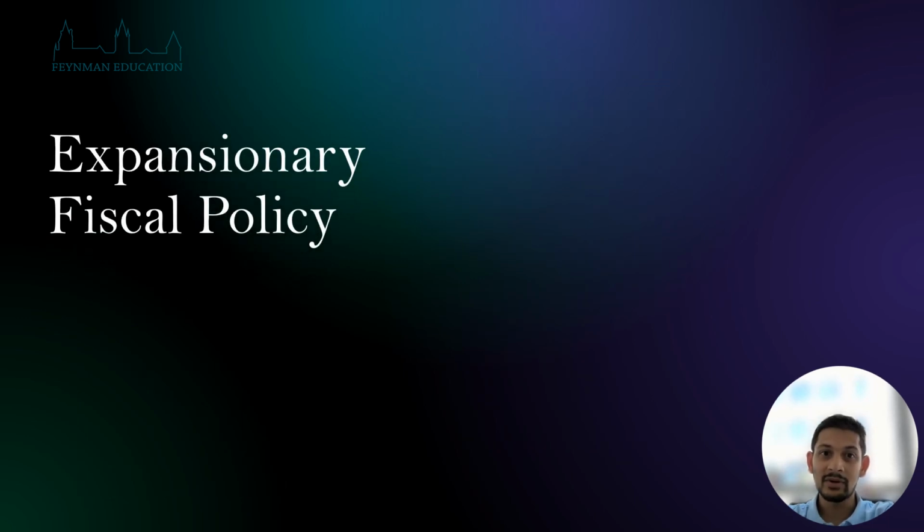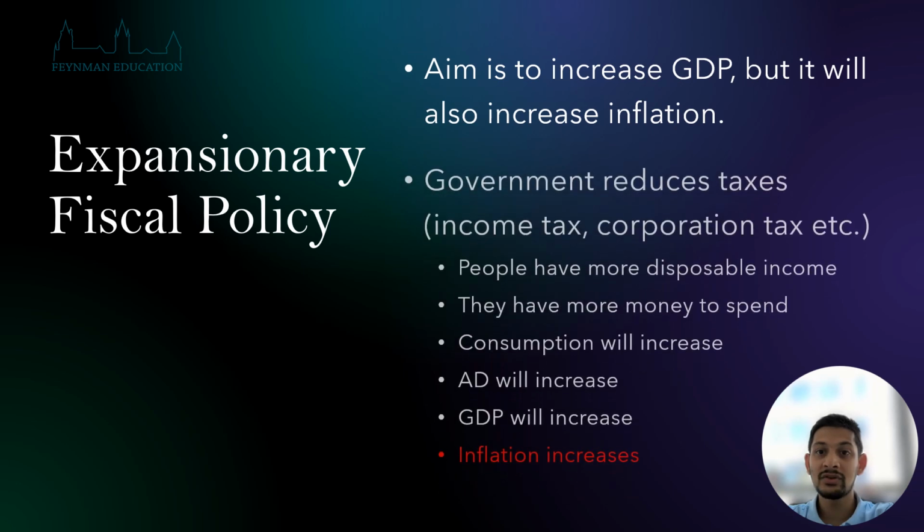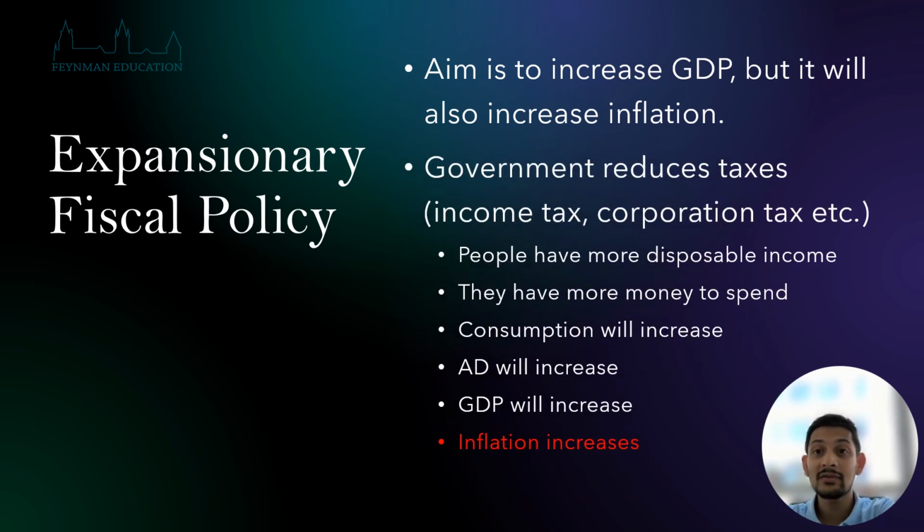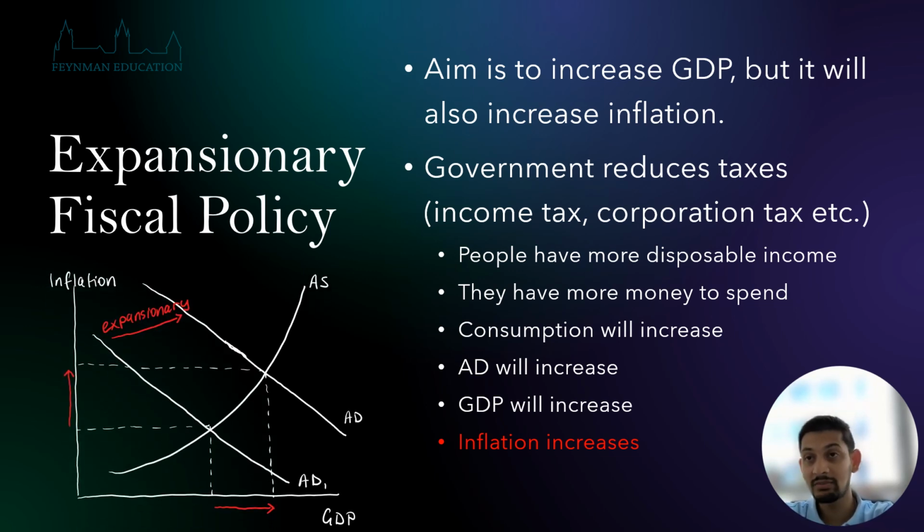Another way that they can have expansionary fiscal policy is through reducing taxes, such as income tax or corporation tax and other taxes. If they reduce taxes, let's say, for example, income tax, people would have more disposable income. And if they have more disposable income, they have more money to spend. By having more money to spend, consumption should increase in theory, which means aggregate demand will increase, GDP will increase, and inflation would also increase. So it's the same diagram, but this time looking at the impact of taxes.